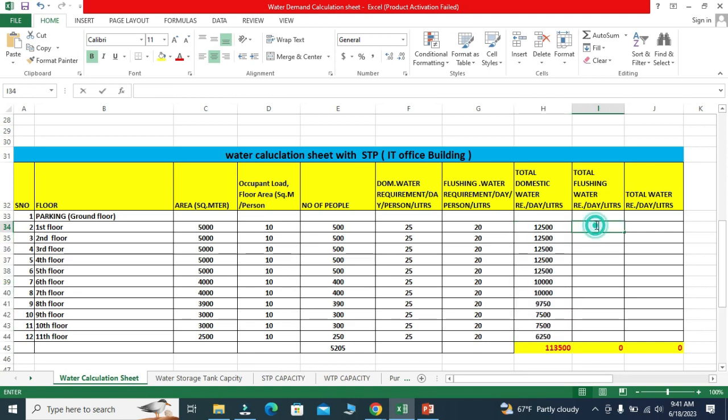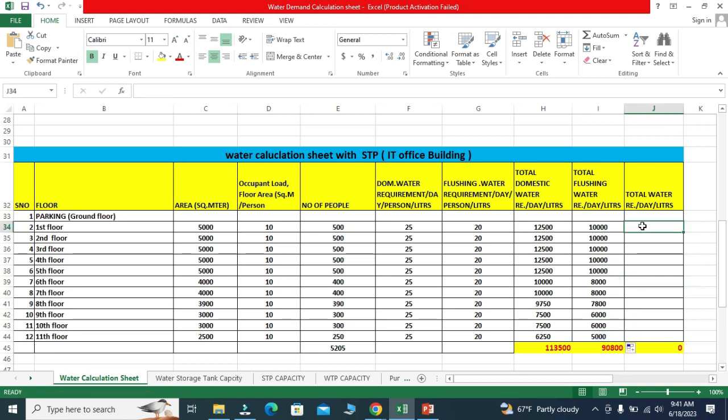Then let's calculate the total flushing water. Here we have 20 liter per day per person. How many persons will be on the first floor? 500. So for the first floor, for 500 people, the flushing water requirement is 10,000 liter per day. Now we can calculate it up to the 11th floor.